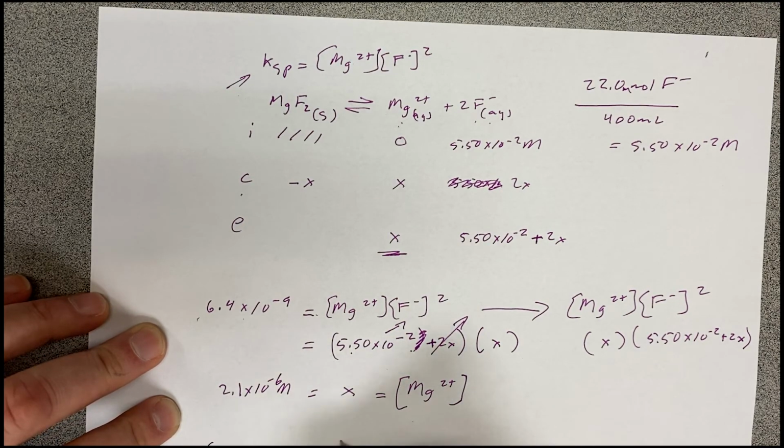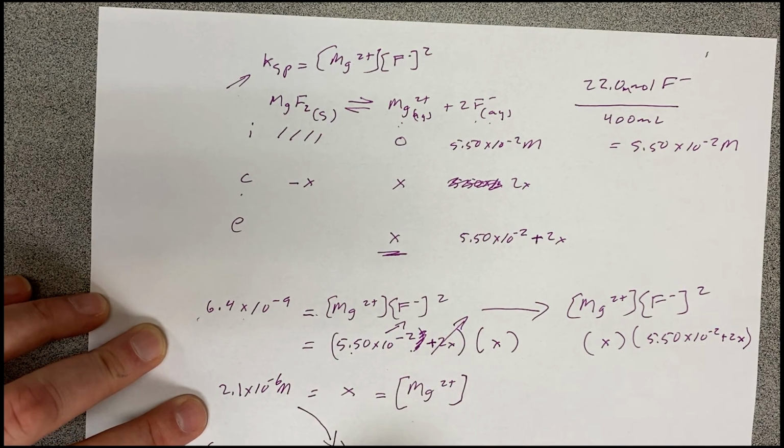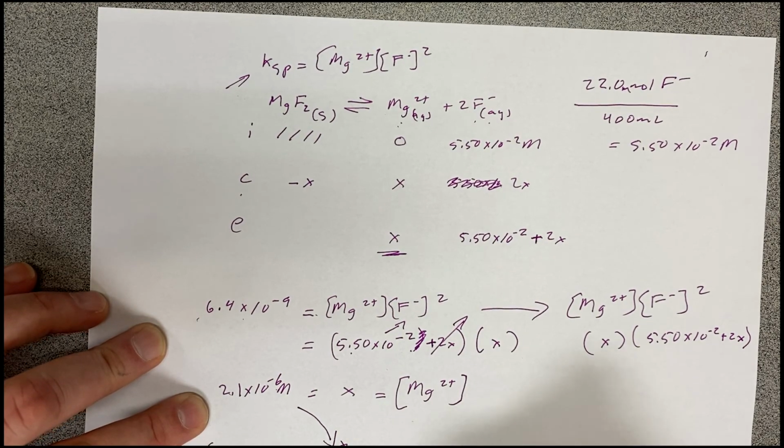Well, if we do the math here, and I plug this value in and multiply 2 by 2.1 times 10 to the negative 6, I hate to break this to you, but this is going to be nothing. And therefore, my F minus concentration is going to be 5.50 times 10 to the negative 2. That will be my F minus concentration.